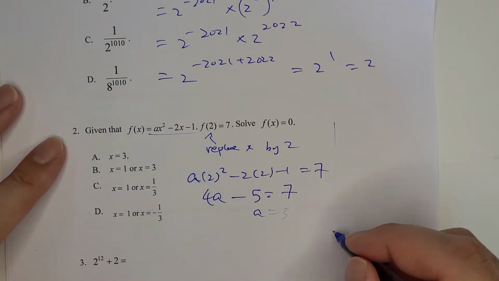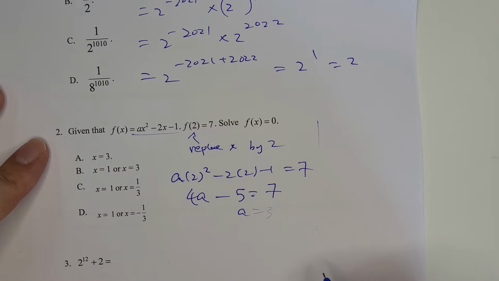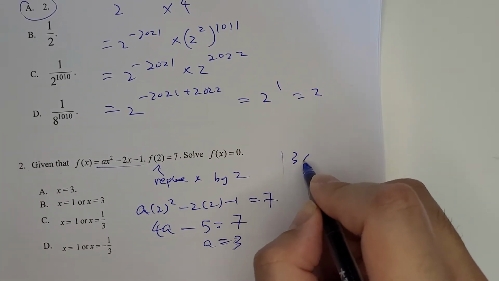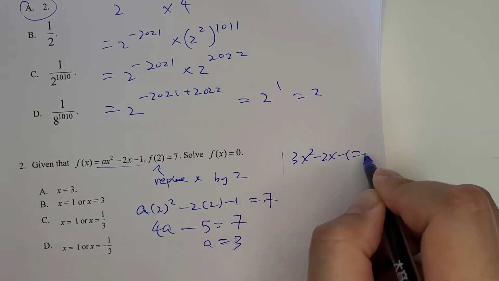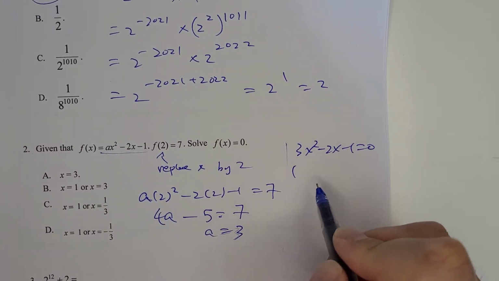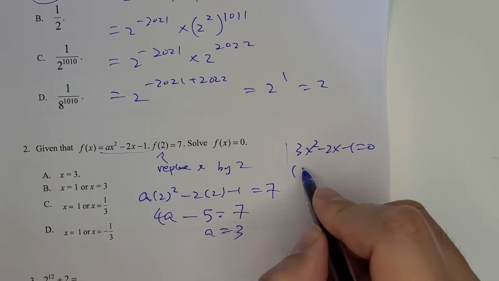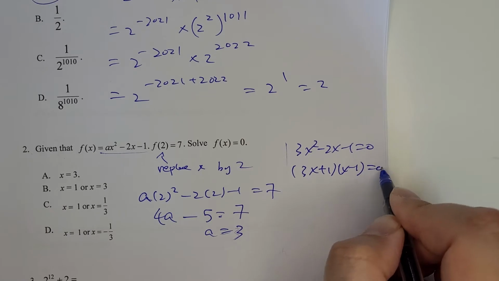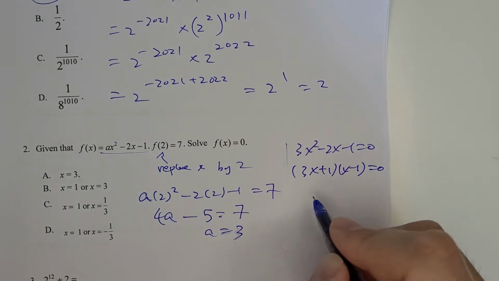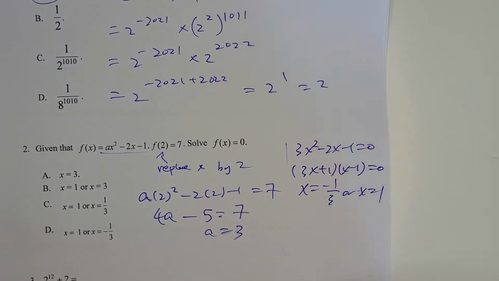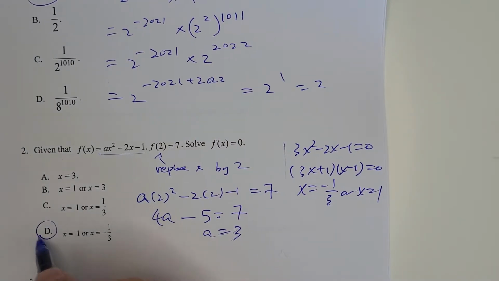So a is 3. When you get a is 3, then you need to solve the equation f(x) equal to 0. So 3x squared minus 2x minus 1 equals 0. You can do the factorization: (3x plus 1) times (x minus 1) equal to 0. So you will get the answer x equals negative 1 over 3 or x equals 1. And therefore the answer is D.